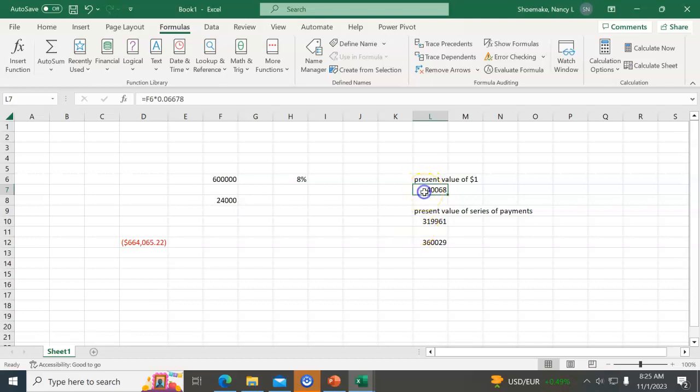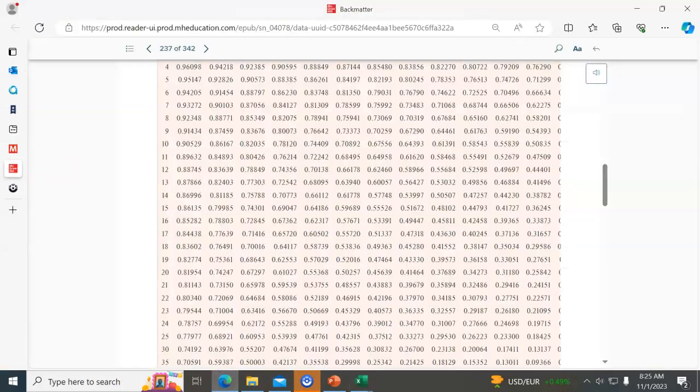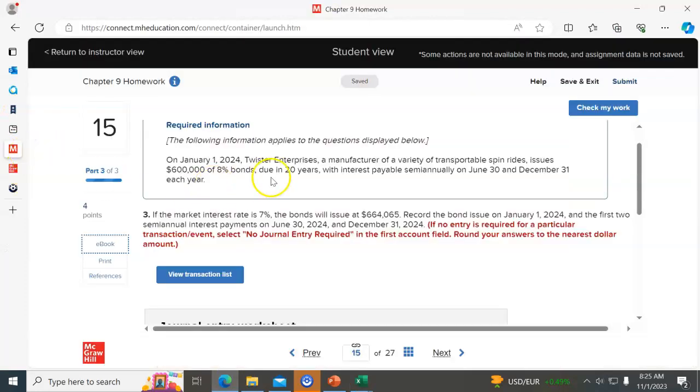Something's off with this number. 600,000 times that 0.066. I don't know what I'm doing wrong, but do you see it with Excel? I got it right. We'll try it again. So going back here to this homework, they don't want you to figure out the 664, but I was trying to help you see how to figure it out. If I do it through Excel, I got it right.